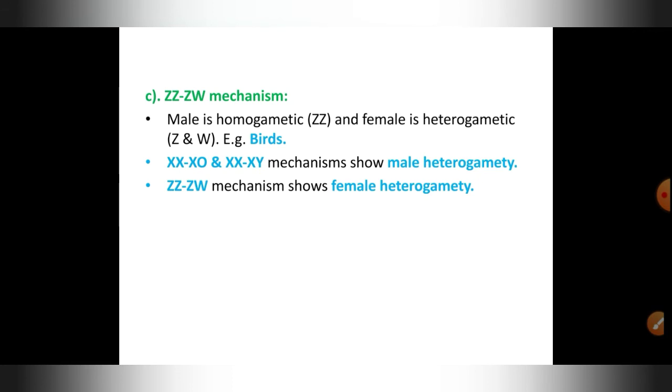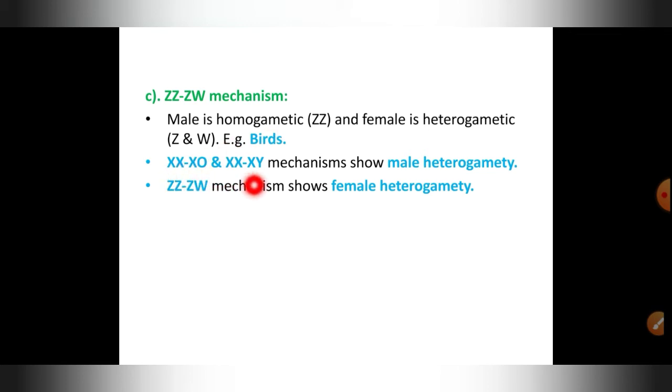Then the ZZ and ZW type of mechanism. Here male is homogametic. Till now you have studied that male is heterogametic, but this is the difference where you will see that male is homogametic, having two ZZ, same type of chromosome, and female is heterogametic, having two different types of chromosome. One is Z chromosome, another one is W chromosome. Example, it is seen in birds.